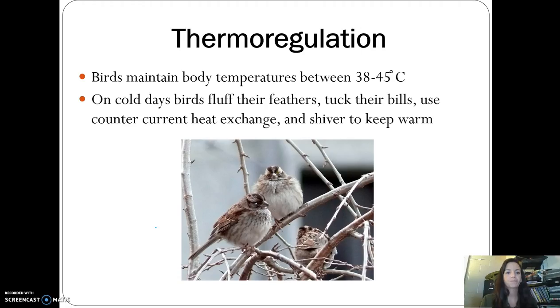So in terms of thermal regulation, birds have to keep their body temperatures at a pretty steady rate, between 38 and 45 degrees Celsius. On cold days, you've probably seen birds that look like this down here. They get all fluffy and they tuck their bills, and they're using countercurrent heat exchange, and they kind of shiver to keep themselves warm.